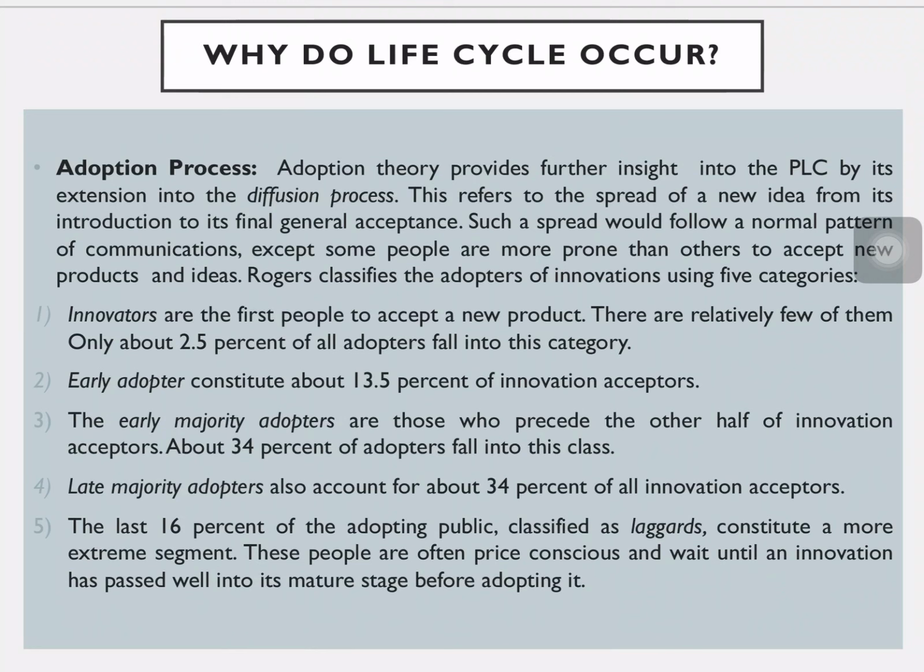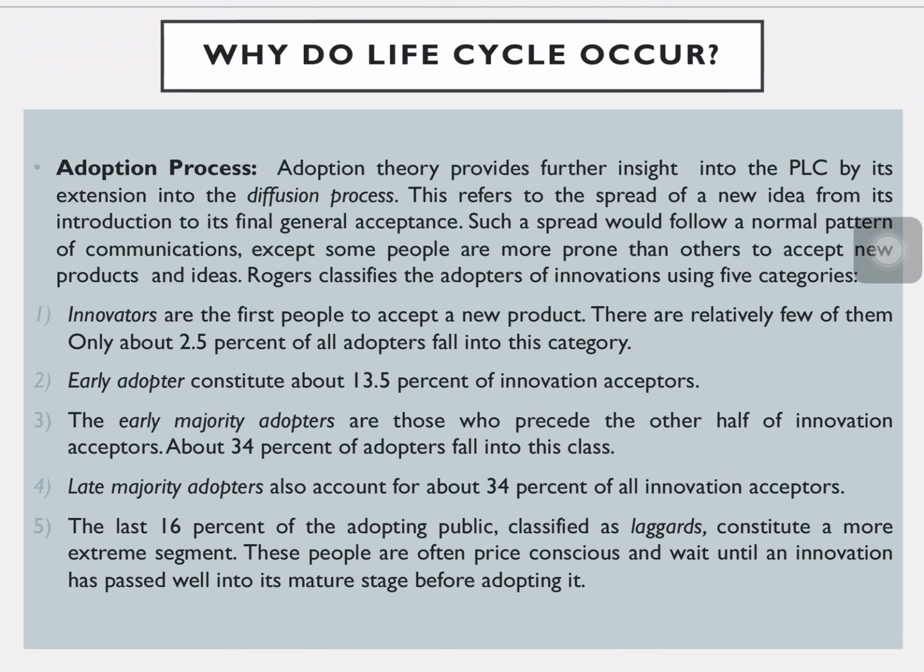The next stage of consumers are the early adopters. Early adopters constitute 13.5% of the innovation acceptors. It means the second stage of consumers are the early adopters. They closely look at the innovators and their reviews about the product features, what the pros of the product are, and what the cons are, and based on that, the early adopters accept that kind of product. They constitute 13.5% of the innovation acceptors.